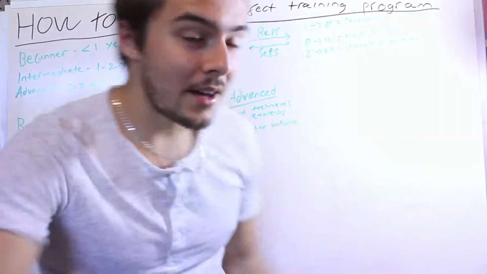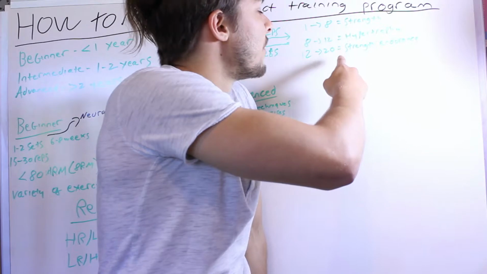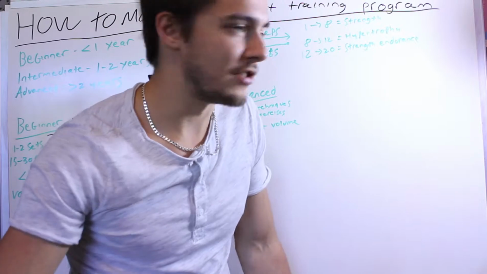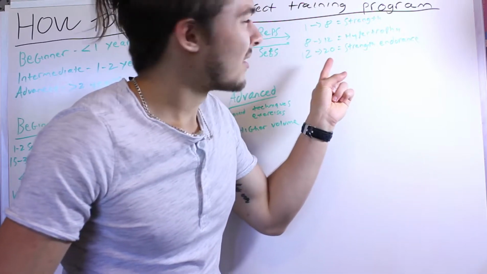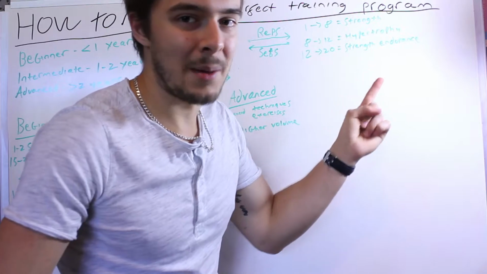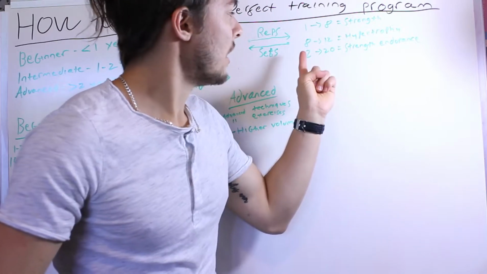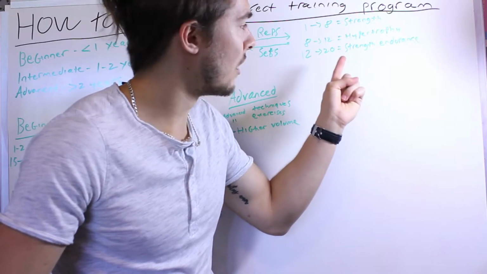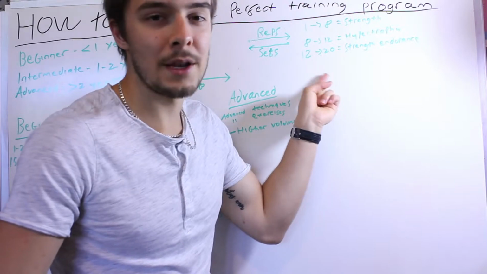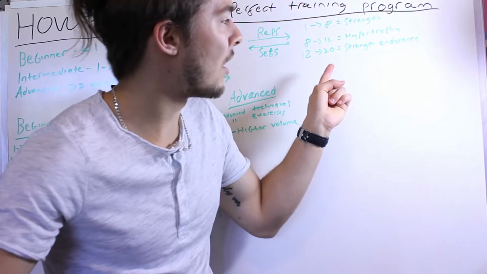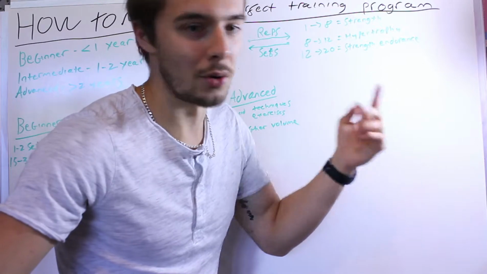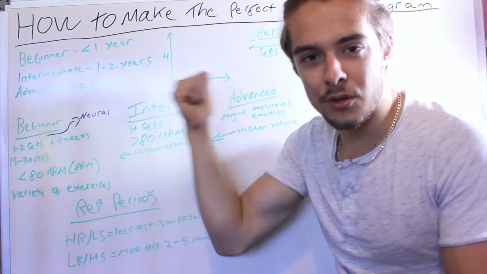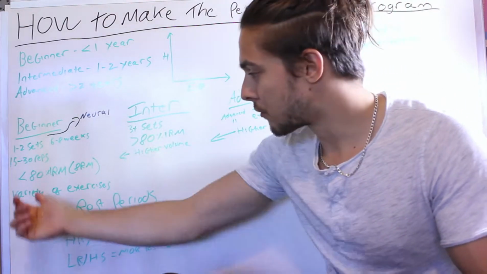Now I've written up on this side the different training adaptations that you'll get through using different repetition ranges. 1 to 8 repetitions causes a strength adaptation, primarily. 8 to 12 repetitions promotes hypertrophy, more specifically, and 12 to 20 repetitions increases something that we'll call strength endurance or muscular endurance. So once you understand these concepts, I'll go through the rest of this for you.